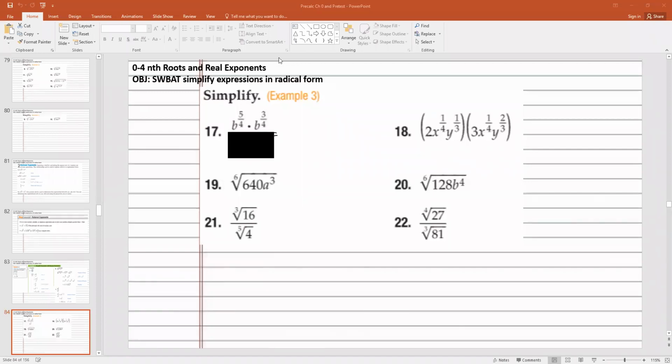Notice on the top we have b. The bases are the same. We have b for the base, and we're multiplying. When you multiply, you add. When you divide, you subtract. When you have parentheses, you times. So it's 5/4 plus 3/4. Since the denominators are equal, you just add the numerators, and you get 8/4, which is b squared.